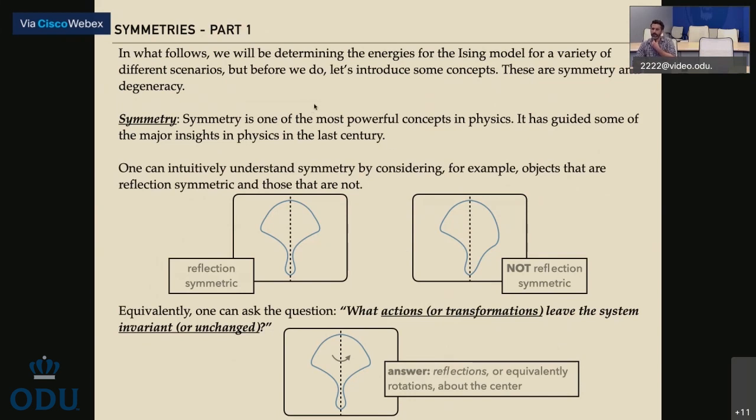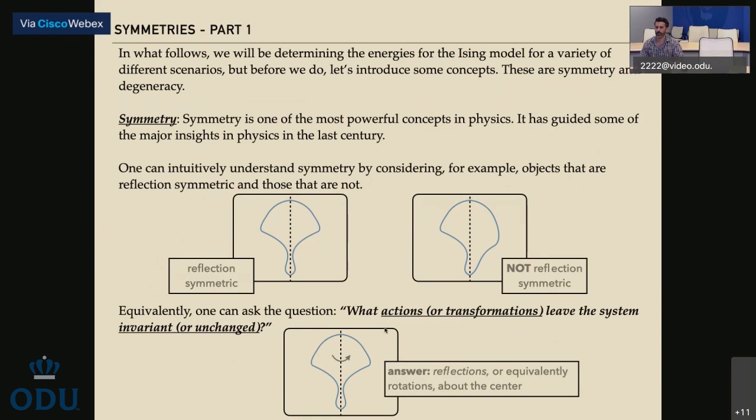Intuitively, the way you can think about symmetries is by considering objects that are symmetric under reflection and those that are not. Here's an object that I just drew. What you can see is that about this axis, it is symmetric under reflection along that axis. In contrast, you can see an object here that is clearly not symmetric about a reflection along this axis.